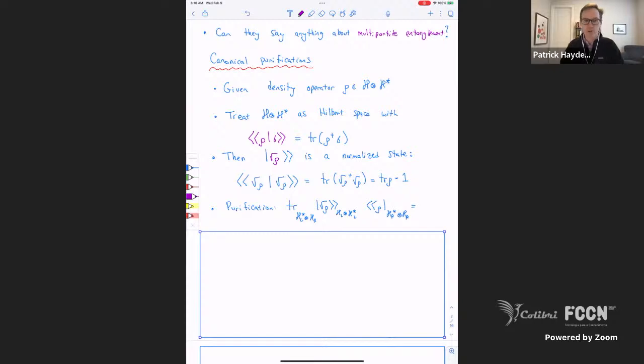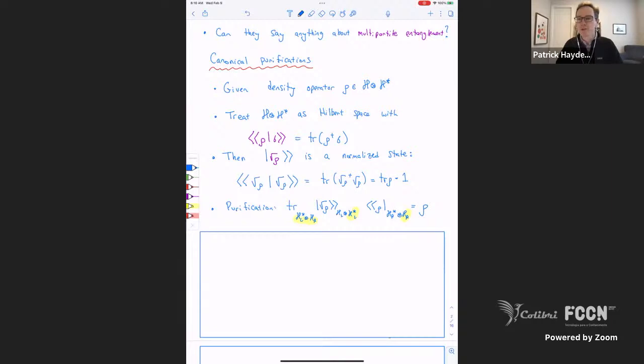If we want to see whether square root of rho is a purification of rho, what we should do is trace over the second copy. And the second copy here corresponds to H_L star tensor H_R. And if you do that little calculation, I'm not going to do it here, what you're going to find is that you get exactly rho back. And so it is a purification. It's canonical because we didn't have to make any choice of basis here, right?